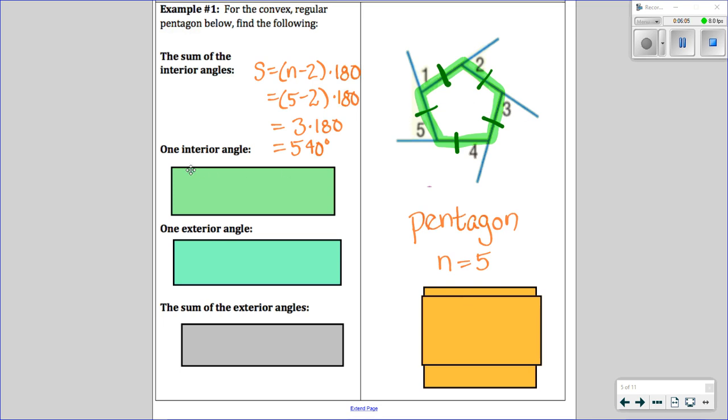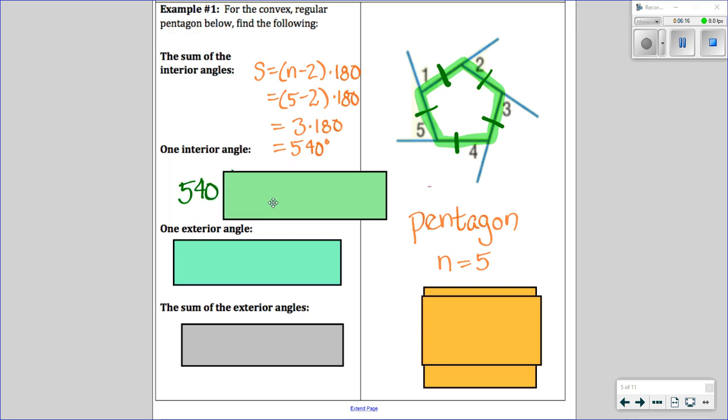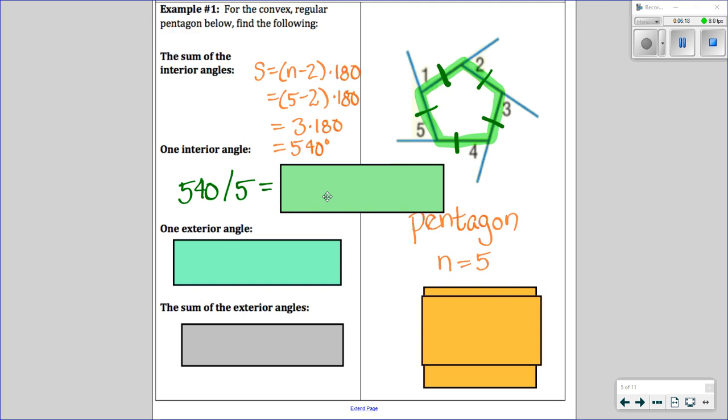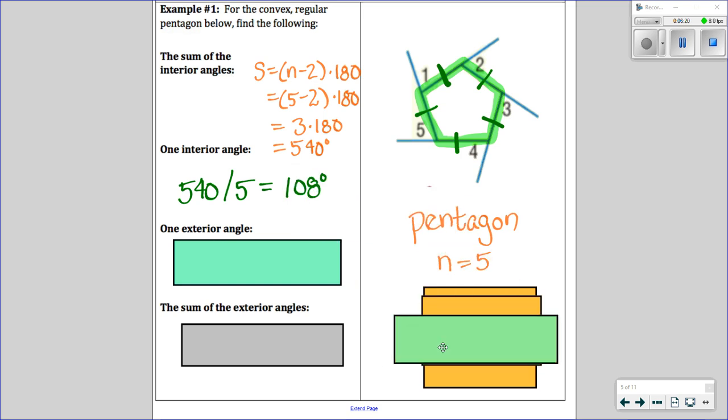Now we need to find one interior angle. We know the whole thing inside is 540. We know there's 5 sides or 5 angles. We're going to divide 540 by 5. That will give us 108. So each angle inside this pentagon is 108 degrees.